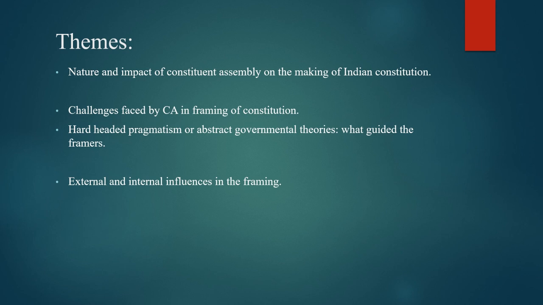So we will look at the influences from outside as well as from the inside, right? For example, the Government of India Act 1935, which mirrors somewhat most of the articles and also the provisions that are in our constitution. Lastly, the ninth theme will be the post-independence evolution.